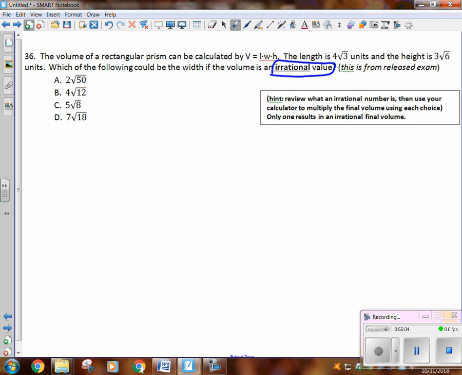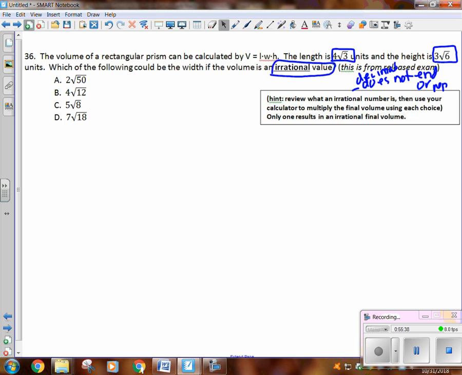It's basically giving me numbers in square root form. 4 square root of 3, 3 square root of 6. Which of the following could be the width? So I gave you a hint, since we haven't done anything like that. Review what an irrational number is. Okay, it's a decimal that doesn't end or repeat. Does not end or repeat. So in other words, it would just have a bunch of decimals across my calculator as far as the calculator goes. Only one results in an irrational final volume.